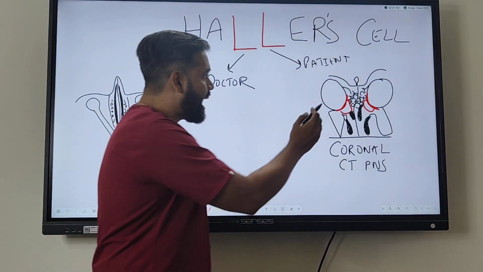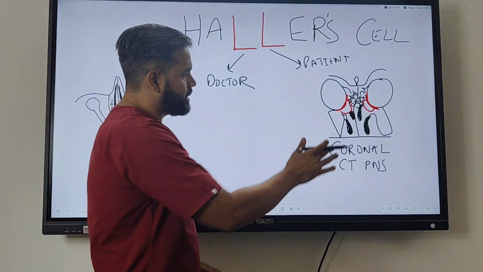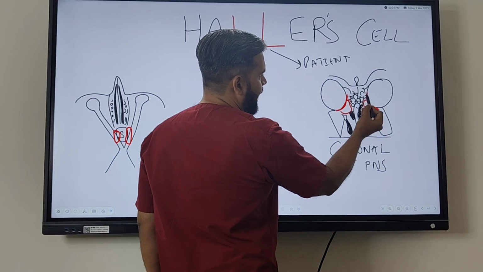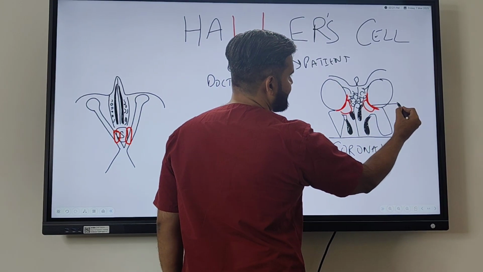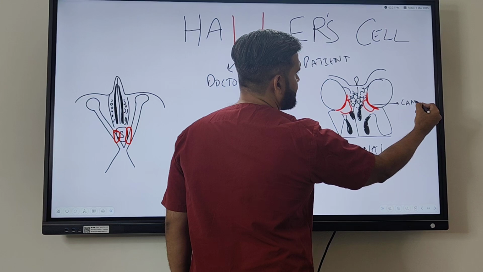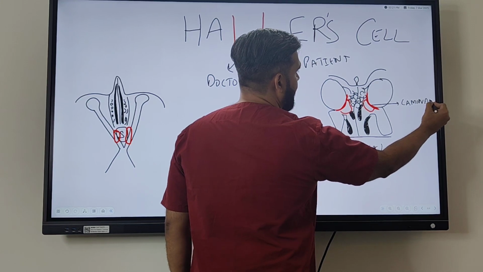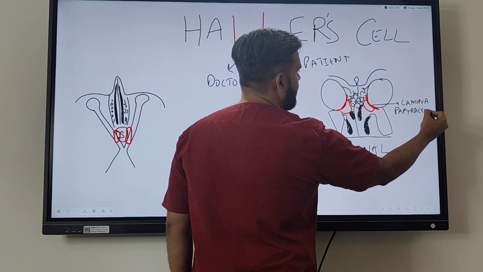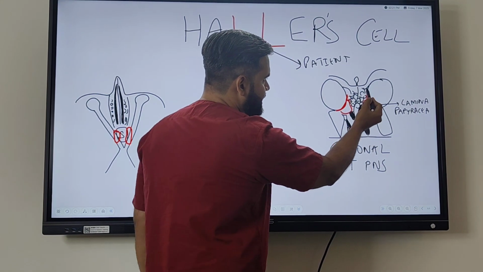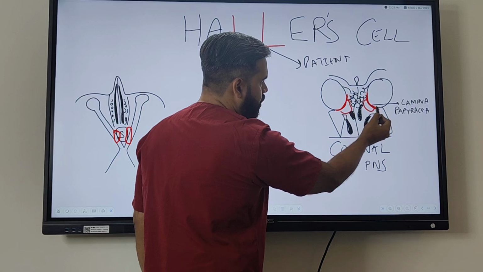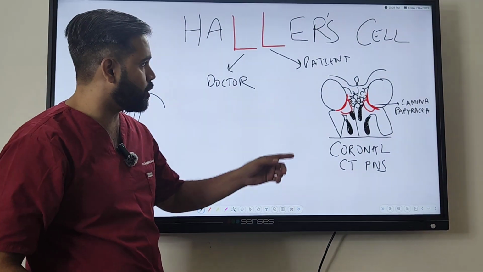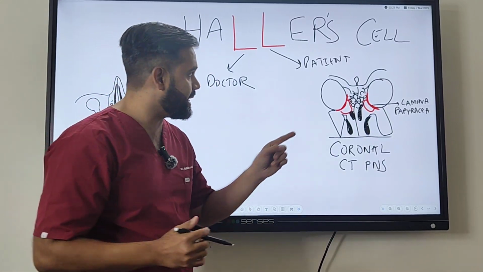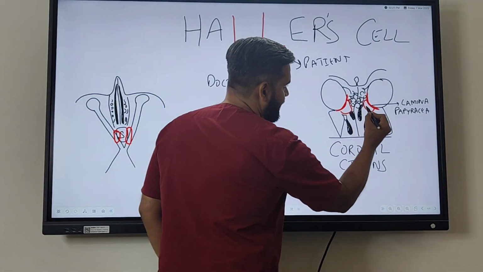पेशेंट का L है lamina papyracea. You see this is the coronal section of the paranasal sinus. You can see the orbit over here, and this red line, this is the lamina. Lamina मतलब thin line. Lamina papyracea मतलब papery thin. This lamina papyracea is lining this medial part of the orbit, medial inferior part of the orbit, separating the orbit from the paranasal sinus. And इधर ये जो है, this is the Haller cell.